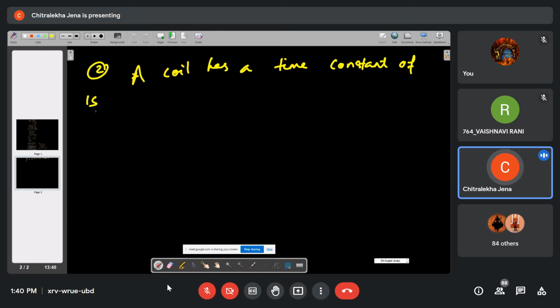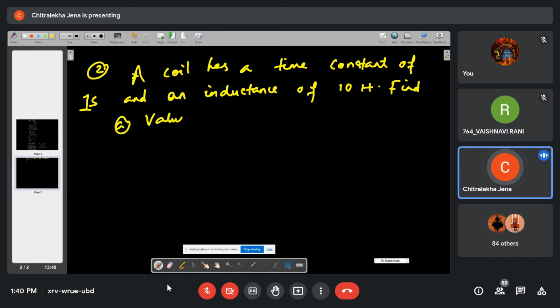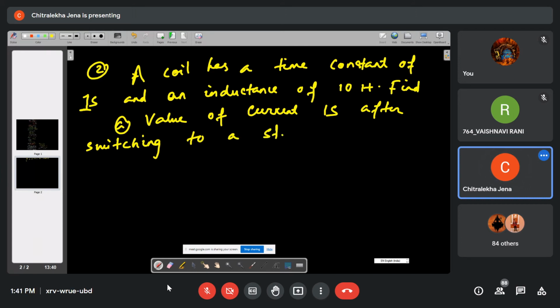So a coil has a time constant of 1 second, and an inductance of 10 Henry. You have to find first bit: value of current 1 second after switching to a steady potential difference of 100 volt. PD, you know it or not? PD means potential difference.